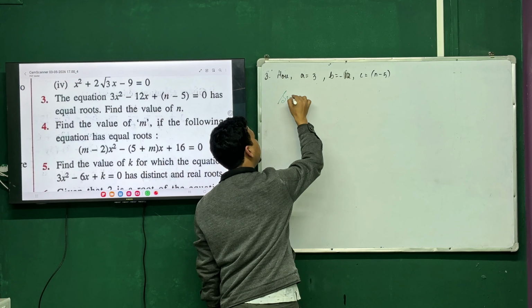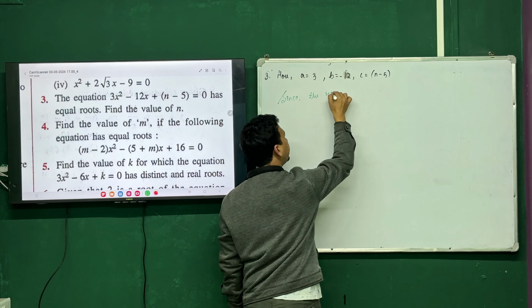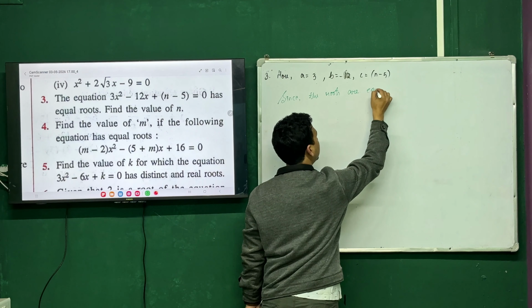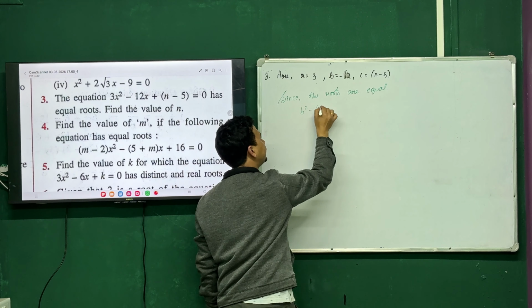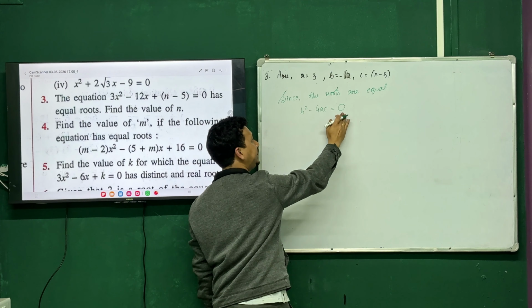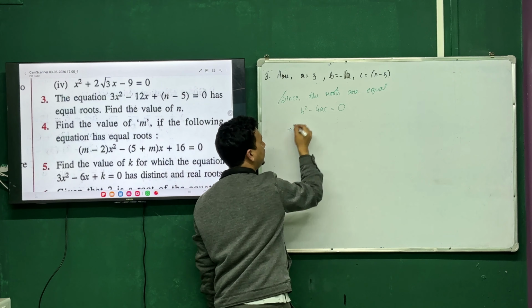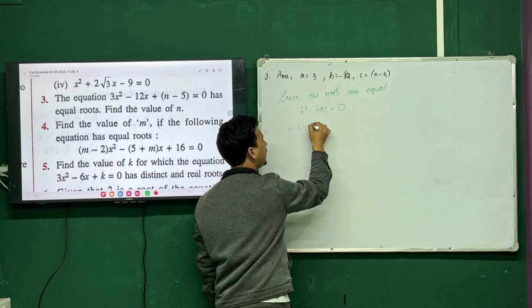So I'll just start this sum a little bit differently. Since the roots are equal, b square minus 4ac must be 0. Here I'm directly writing equal to 0 because it's given that roots are equal. Once you get this, then it's easy. It's the same as the previous one.